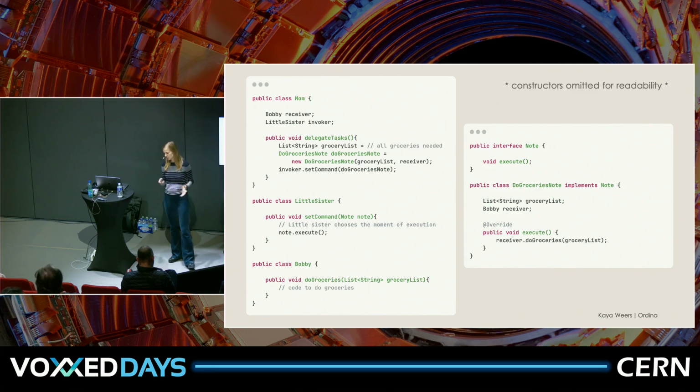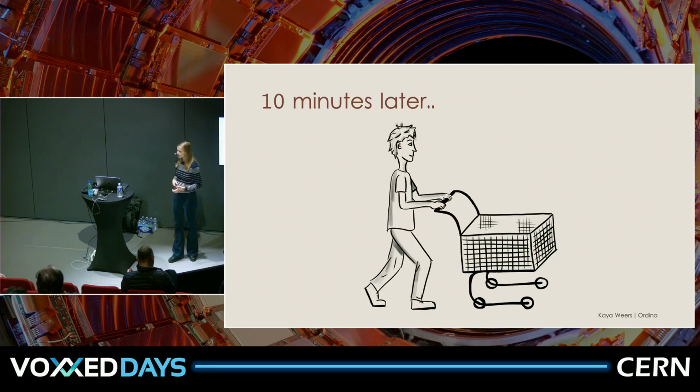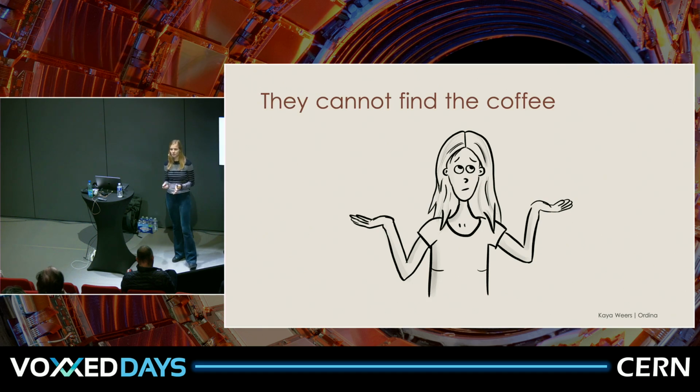And then Bobby has to do the groceries. So 10 minutes later, they're at the supermarket. They first go to the vegetable department, then they go to the cheese department, and then in the end, they go to the coffee, but they cannot find it. Panic, no one can live without coffee.